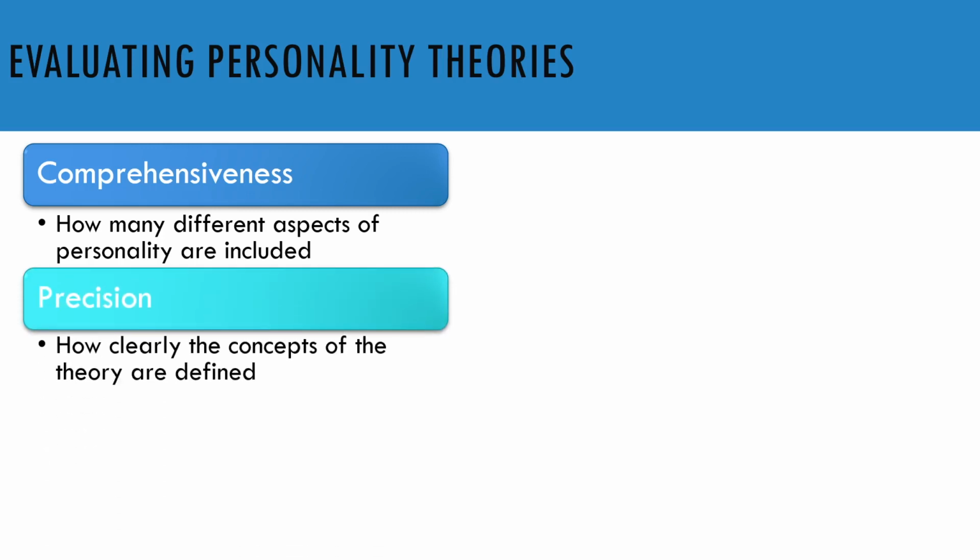Precision. How clearly the concepts of the theory are defined. So did the theorist make a really clear explanation of these different aspects that they are invoking in their effort to explain personality? Some theorists are really, really specific, and, for example, the behaviorists are going to have not only really specific descriptions, but really just specific ways of measuring the different aspects of personality, very clear and observable. Other theorists are going to be very much more ambiguous, and they will talk about things that can never be directly observed. And so precision is a really important part of a personality theory. Are we all talking about the same thing when we use that word?